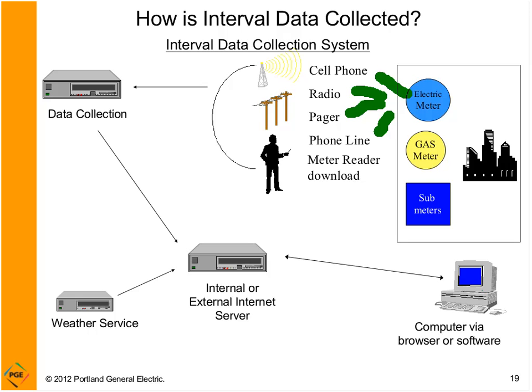Once all types of these meters communicate, they send the data over to our data collection system, which is called the Meter Data Consolidator. And then from there, it is sent to an internal or external internet server. Also, we get weather data imported. The National Weather Service data is exported over to the internal or external internet server. And then from there, it goes to the computer, via browser or software tools, to view the collected data.